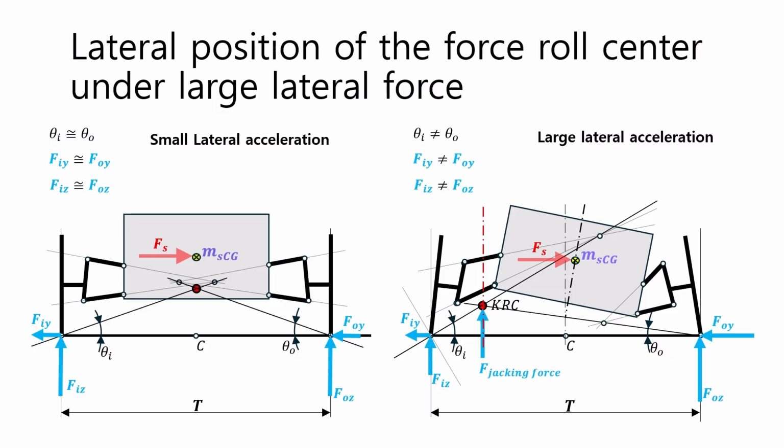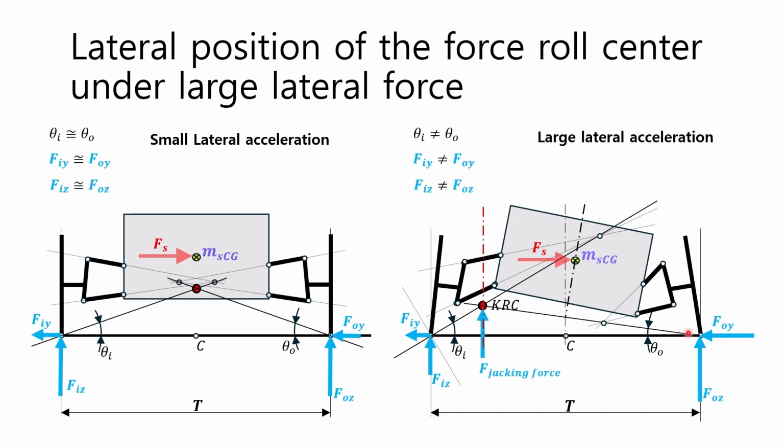Next, let's find out the lateral position of the force roll center under a large lateral force. As the lateral force increases, the angle θi of the line connecting the inner tire contact point and the inner swing center with respect to the horizontal has a significantly different value from the angle θo of the line connecting the outer tire contact point and the outer swing center with respect to the horizontal, and both the lateral force and the vertical force of the left and right tires have significantly different values.